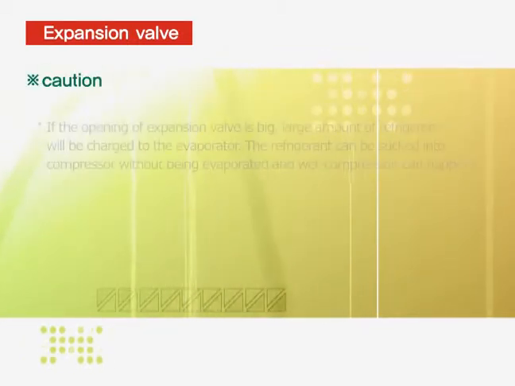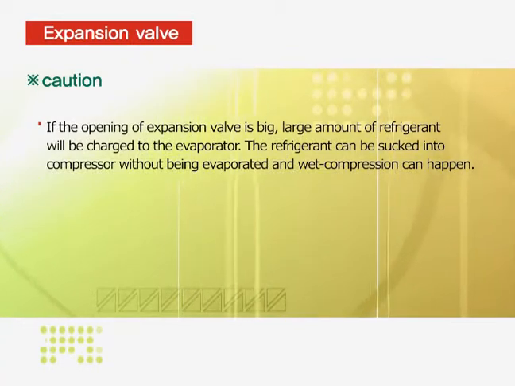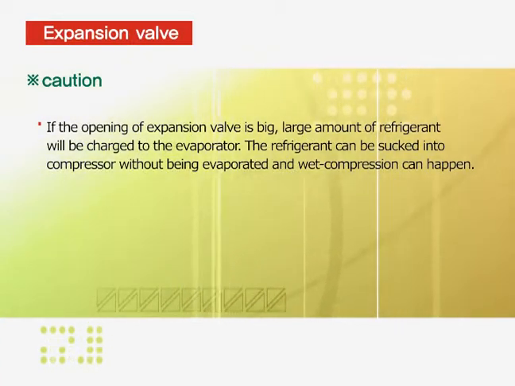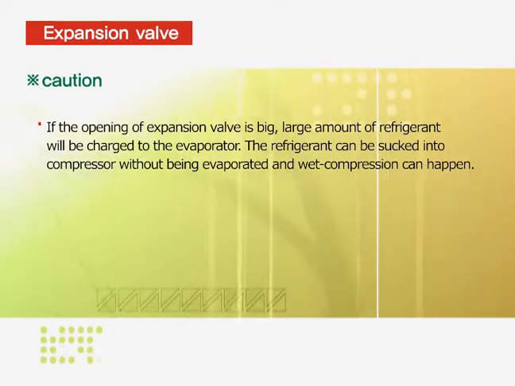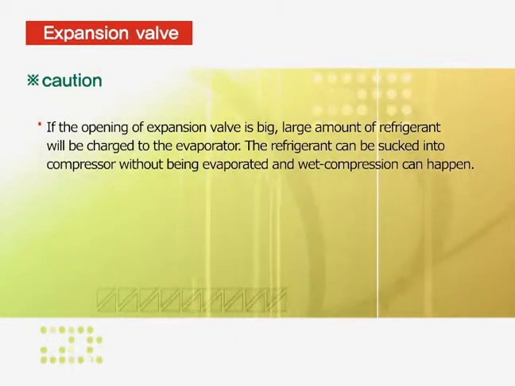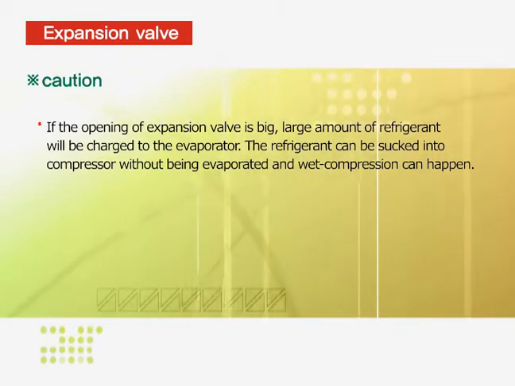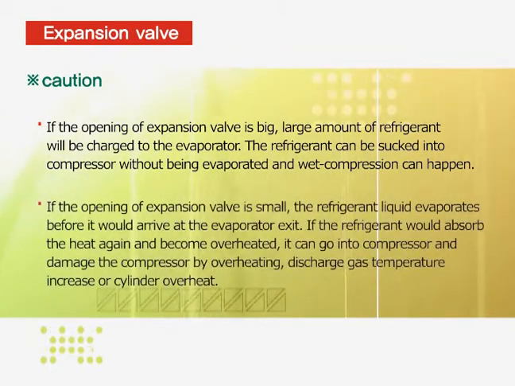If the opening of the expansion valve is big, a large amount of refrigerant will be charged to the evaporator. The refrigerant can be sucked into the compressor without being evaporated and wet compression can happen. If the opening of the expansion valve is small, the refrigerant liquid evaporates before it arrives at the evaporator exit. If the refrigerant absorbs the heat again and becomes overheated, it can go into the compressor and damage the compressor by overheating, discharge gas temperature increase, or cylinder overheat.